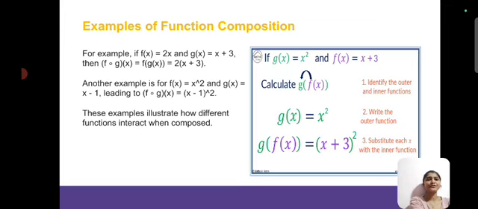Examples of function composition. For example, if f of x is equal to 2x and g of x is equal to x plus 3, then f of g of x is equal to 2 into x plus 3. Another example: for f of x equal to x square and g of x equal to x minus 1, f of g of x is equal to x minus 1 to the power of 2.